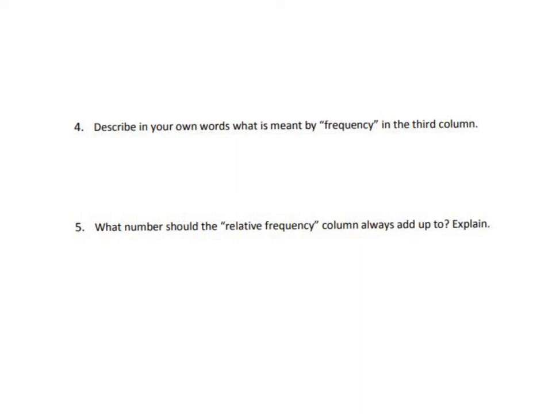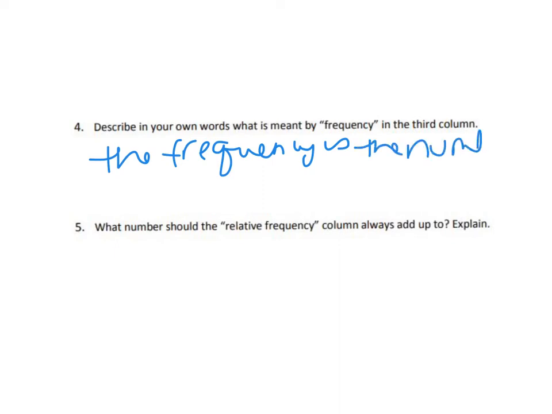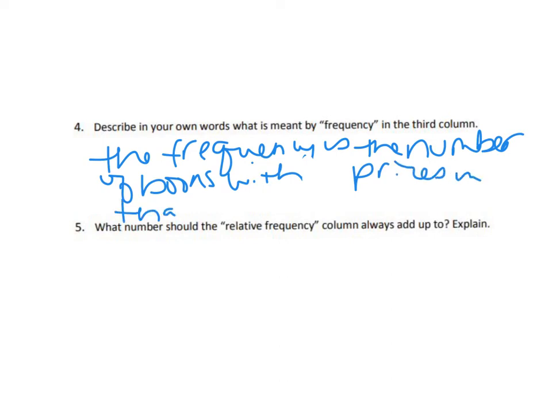It says, describe in your own words what is meant by frequency. So the frequency is basically the number of books with prices in that bin. And a bin, remember, in that chart, was for example your 40 to 49 range. So a bin is basically just what they call that range of numbers.